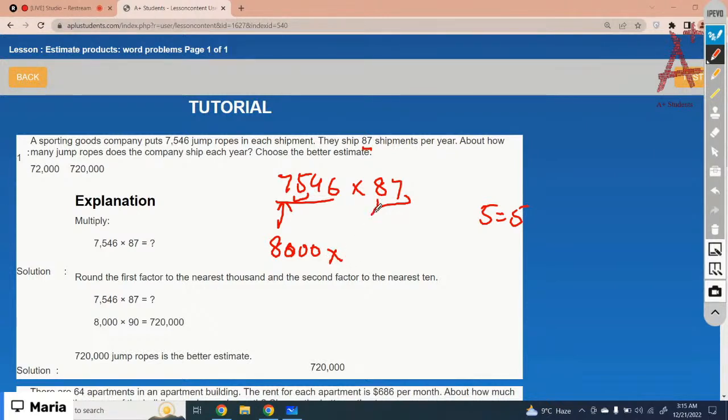Is there any problem with the rounding? If you have any problem with the rounding, go to the channel, find the lessons on rounding, do the practice questions as many as you can, and then you can start with the multiplication. Got it?